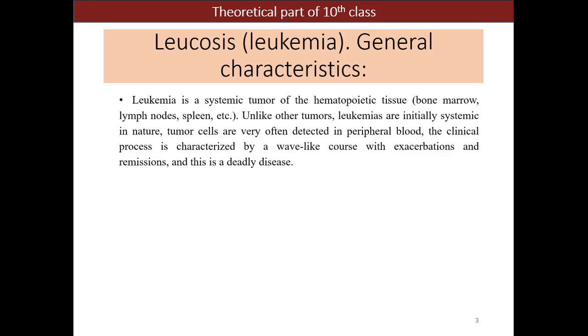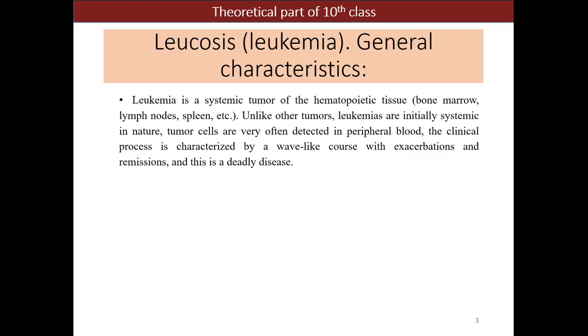Unlike other tumors, leukemias are initially systemic in nature. Tumor cells are very often detected in the peripheral blood. The clinical process is characterized by a wave-like course with exacerbations and remissions, and this is a deadly disease. Unfortunately, in any case of leukemia, the patient will die.